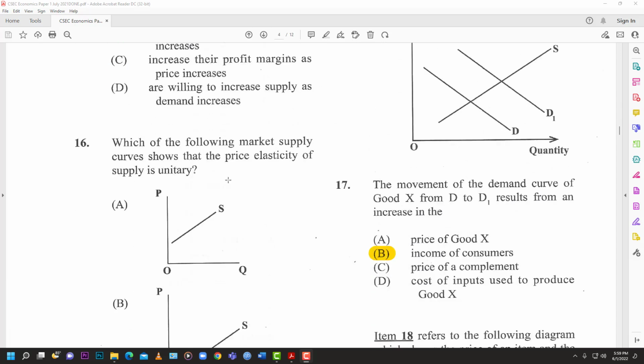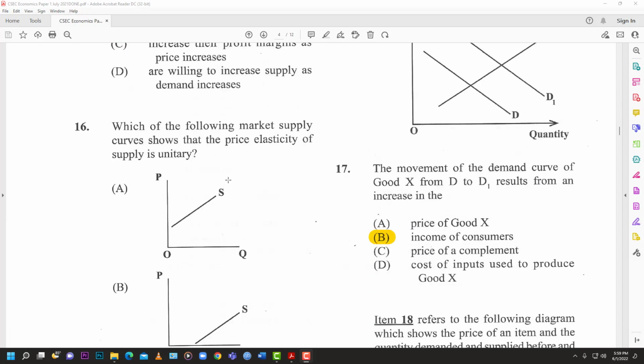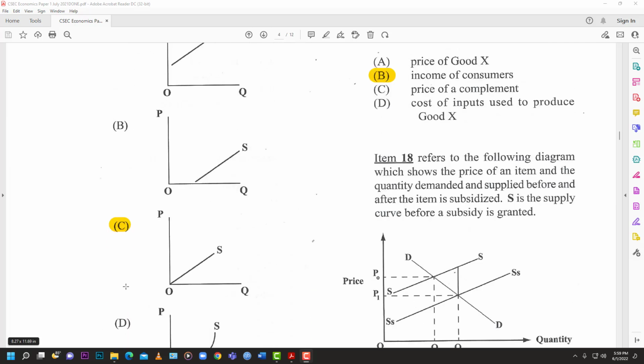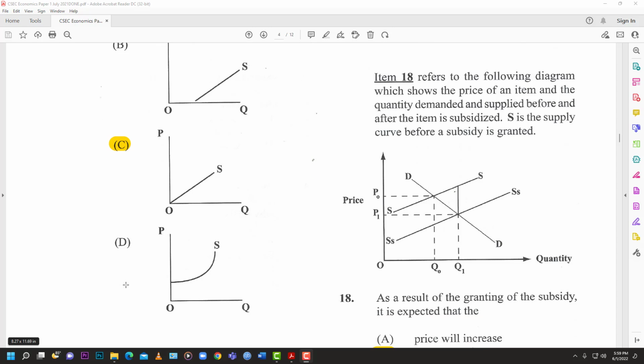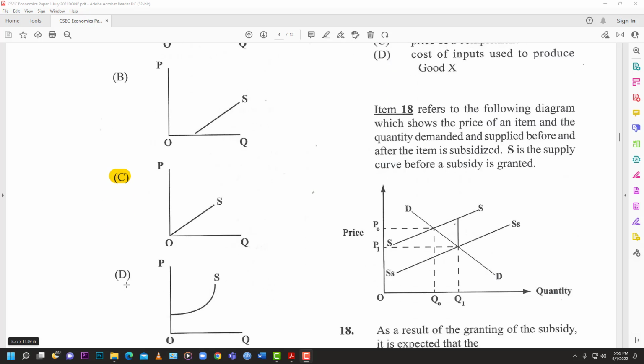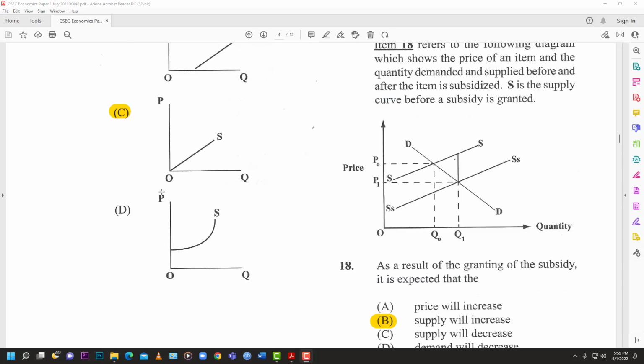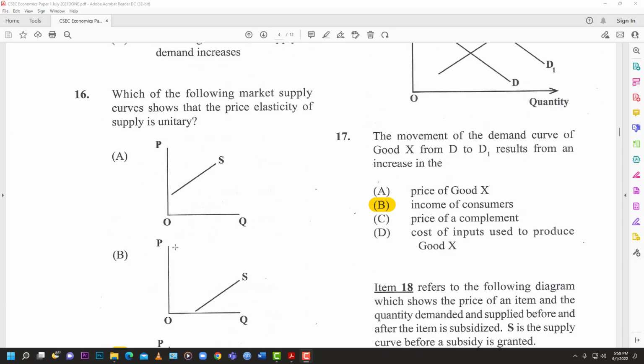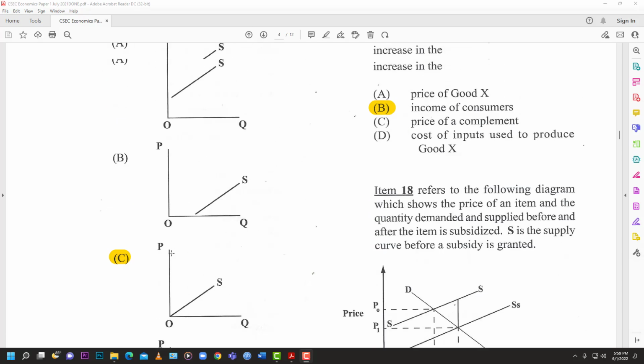Number 16. Which of the following market supply curves shows that the price elasticity of supply is unitary? And so we have A, B, C, D. And the best answer here is C. And the way to tell that is because, of course, it starts from the origin. Right? Once it starts from the origin, that tells us it's unitary. All the rest really start from somewhere other than the origin. Okay, so that's number 16.